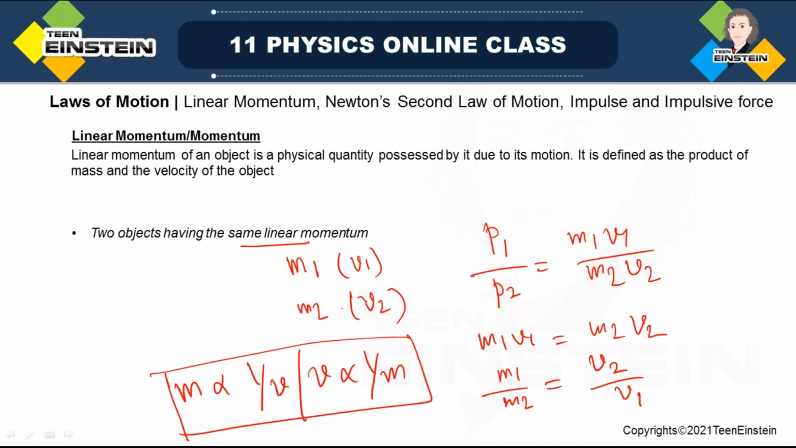So the velocities of bodies having equal linear momentum are inversely proportional to their masses. So if you draw this, velocity for objects having same momentum, okay, if you draw the curve of velocity with mass, then you will get it like this, and along this line the linear momentum p remains constant. Okay, so these are a few things about linear momentum.